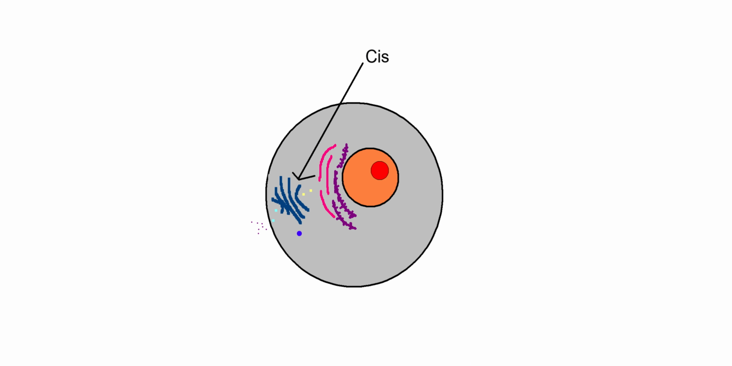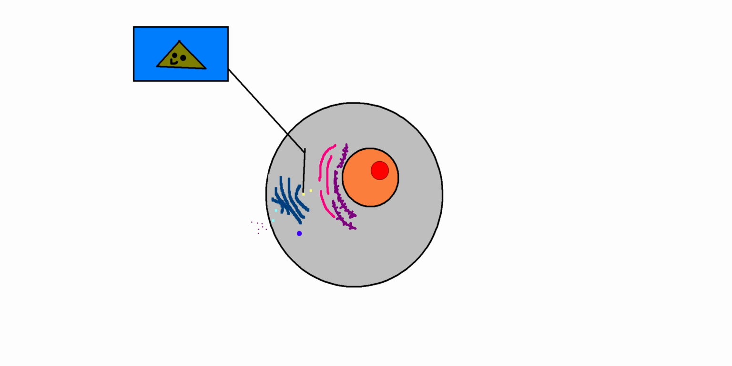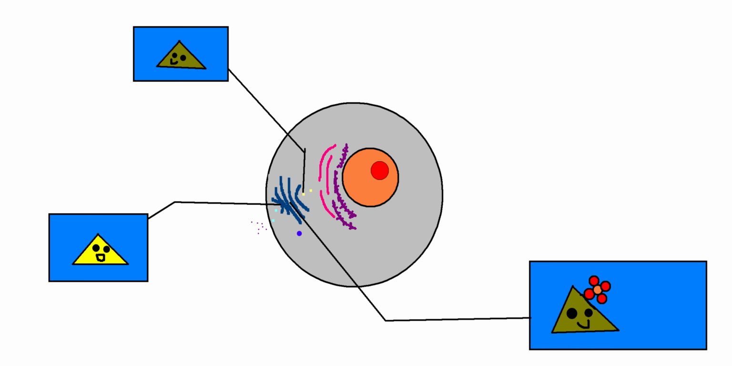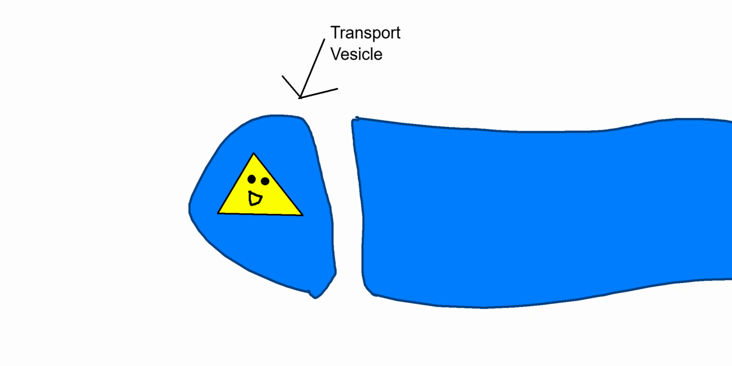Proteins in the Golgi apparatus are modified and finalized for function. An example is with Bob, who's being phosphorylated, or having a phosphate group attached to it. Now Bob is finally complete and ready for export. A new transport vesicle is formed.